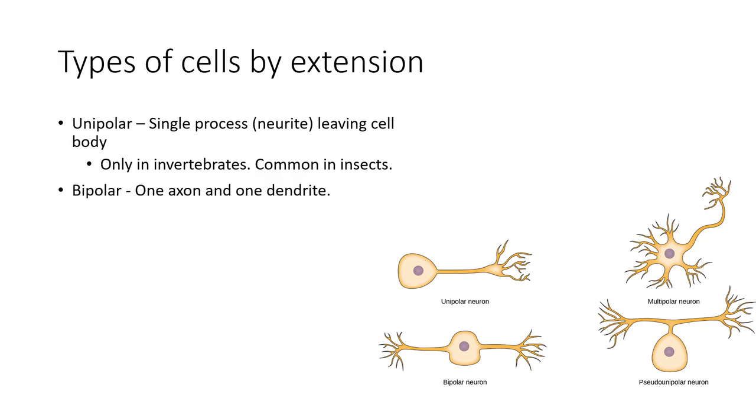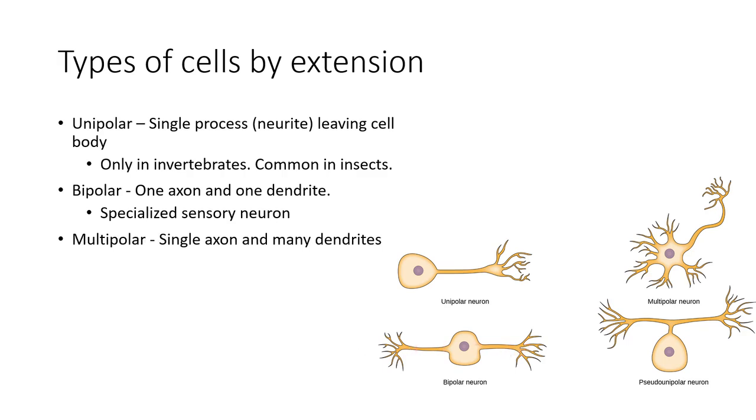Next, we'll take a look at a bipolar neuron. So here we have one axon and one dendrite leaving the cell body here. So we have two processes, an axon and a dendrite. And that is typically a specialized type of sensory neuron. The most common type of neuron is a multipolar neuron. It's probably the type that you are most familiar with, and it is also the type that we've been looking at throughout this lecture thus far.